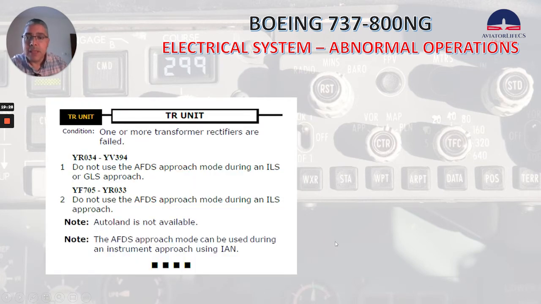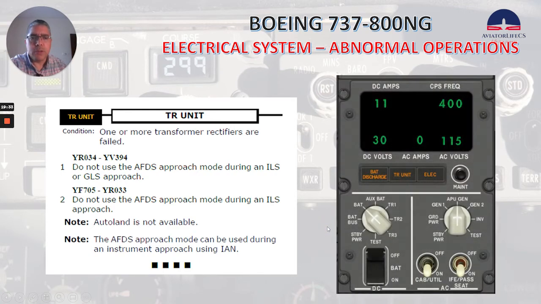Let's talk about the TR unit non-normal checklist. Here we can see the light. Condition: one or more transformer rectifiers have failed. Now, depending on the model, it says do not use the AFDS approach mode during an ILS or GLS approach. And for this one, do not use the AFDS approach mode during an ILS approach. Note, autoland is not available. Note, the AFDS approach mode can be used during an instrument approach using IAN.